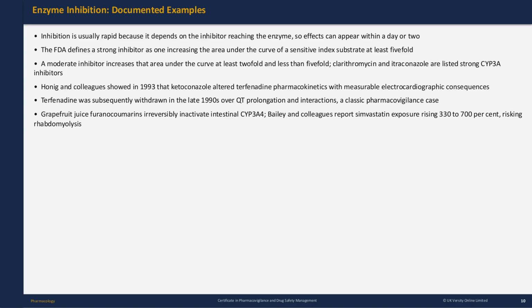The FDA defines a strong inhibitor as one increasing the area under the curve of a sensitive index substrate at least 5-fold. A moderate inhibitor increases that area under the curve at least 2-fold and less than 5-fold. Clarithromycin and itraconazole are listed strong CYP3A inhibitors. Honig and colleagues showed in 1993 that ketoconazole altered terfenadine pharmacokinetics with measurable electrocardiographic consequences.